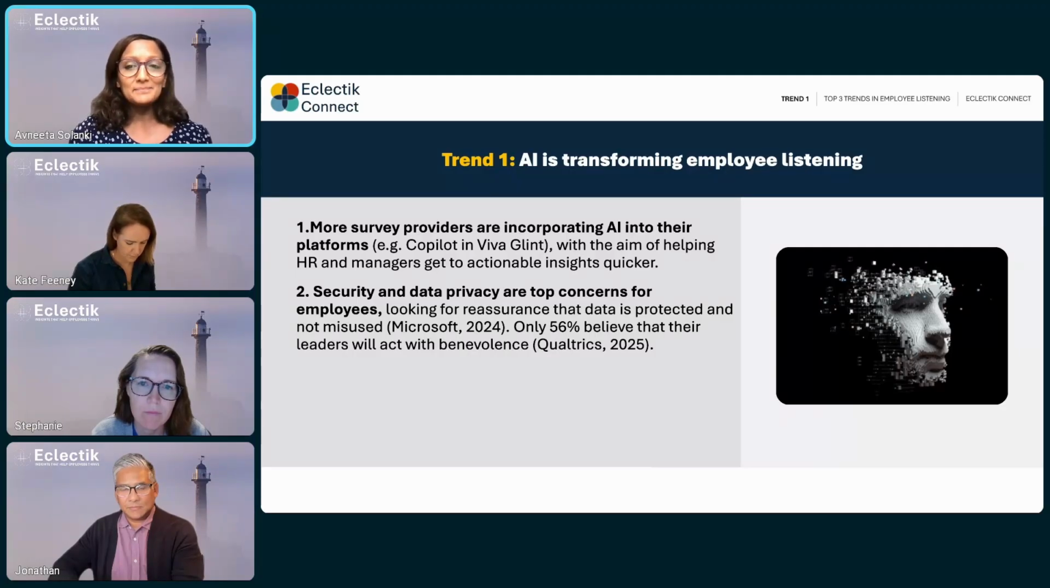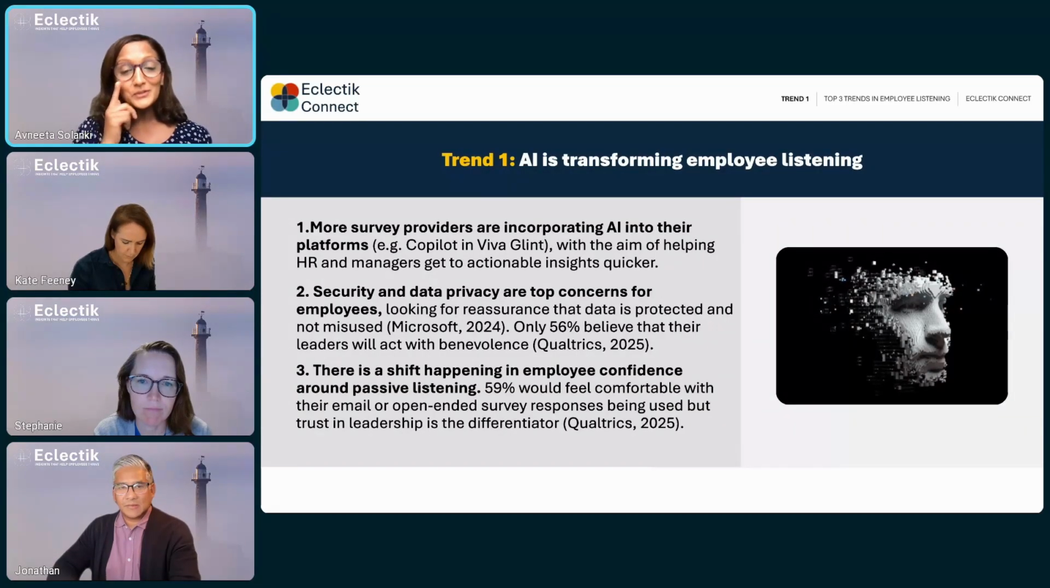Another thing is that despite this encouragement from the tech leaders and the HR tech companies in this space, we also have to be mindful of the fact that employees are still concerned about data privacy. They're looking for reassurance that my leaders and my organization are going to protect my data and use it in a way that is responsible and for the right reasons. This was reported by a Microsoft report last year, but just this year, Qualtrics reported that only just over half of employees said, I believe my leaders will act with benevolence when it comes to protecting their information through AI, which is a bit of a concern and something we definitely need to be mindful of going forward.